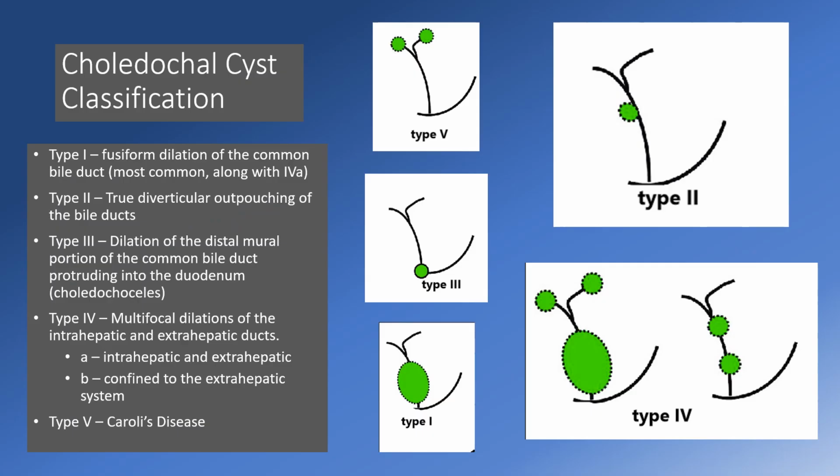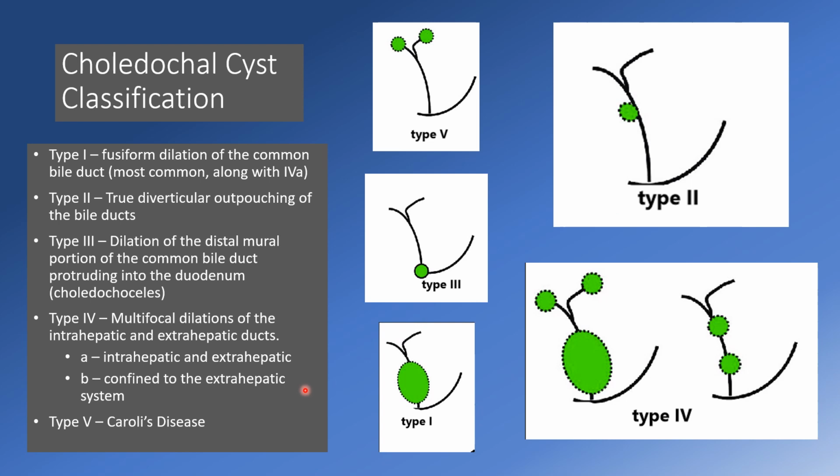Type 1, which is down in the lower corner here, is the most common type, along with 4A. And this is a fusiform dilation of the common bile duct. So it's going to be extrahepatic. So when we're looking at these diagrams here, what you want to notice is this is your left and your right hepatic ducts coming together to form the hepatic duct. And then you have the common bile duct. And then this line here is representing the pancreatic duct.